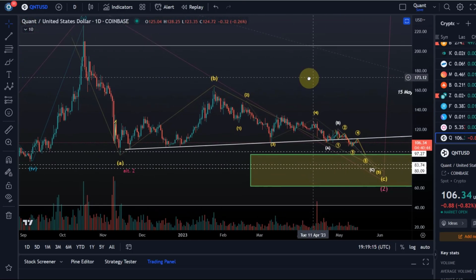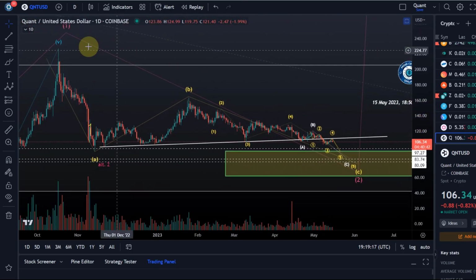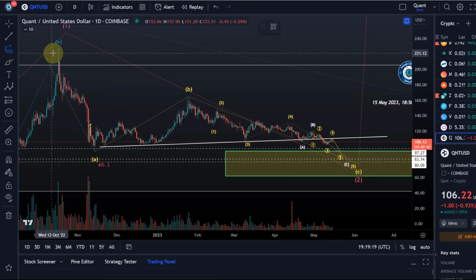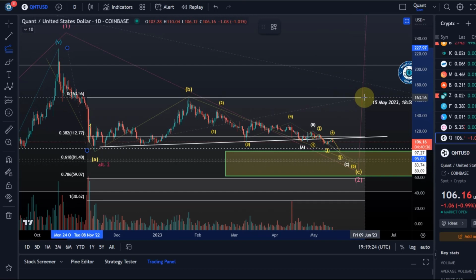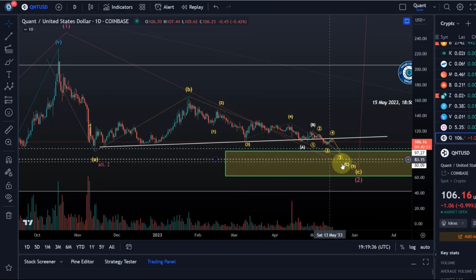Also, we can calculate a target for the C wave by taking the length of the A wave. We go to the high of the B wave, and as you can see nicely, the 61.8 extension, which is one common target for a C wave, points also to that $81 level. So there will be a lot of support, but first of all, we have to get there.